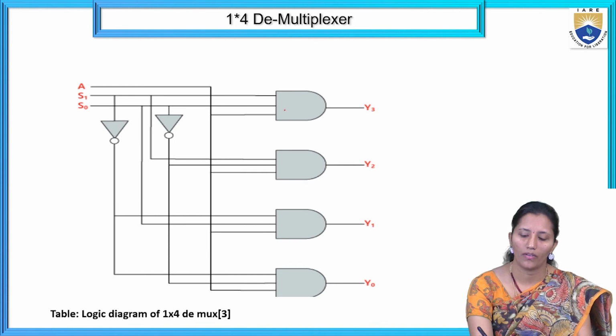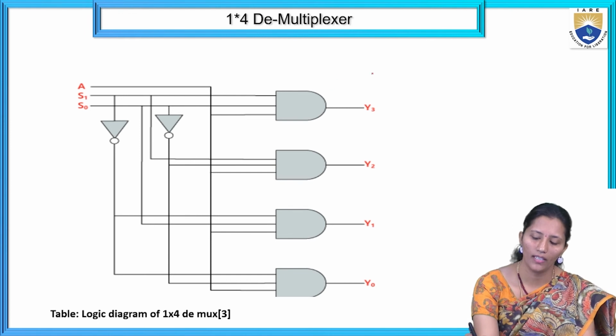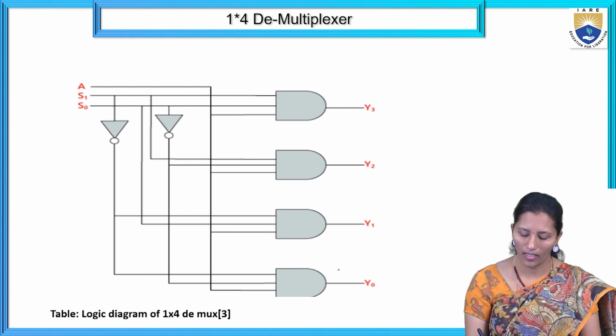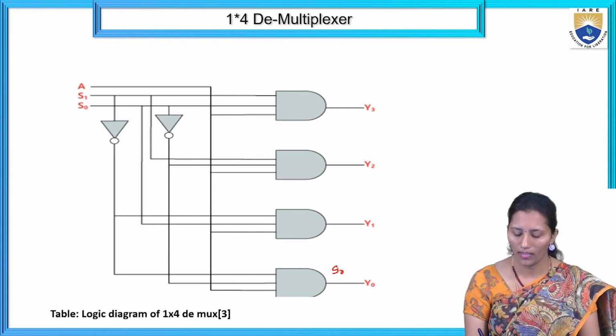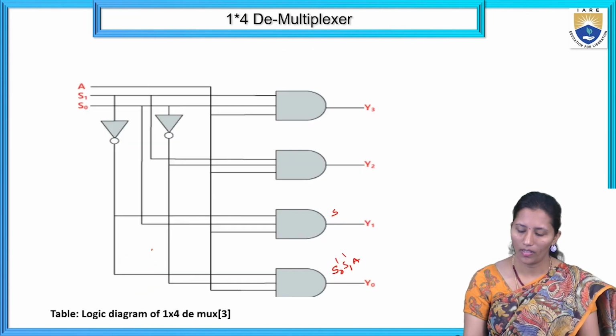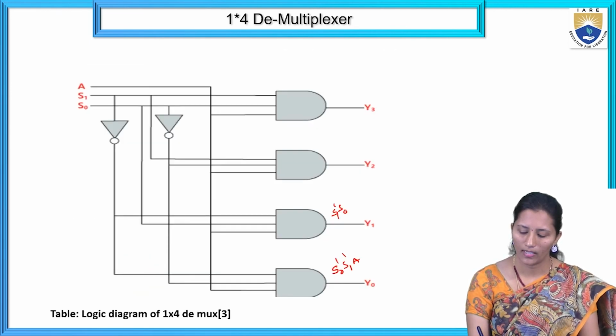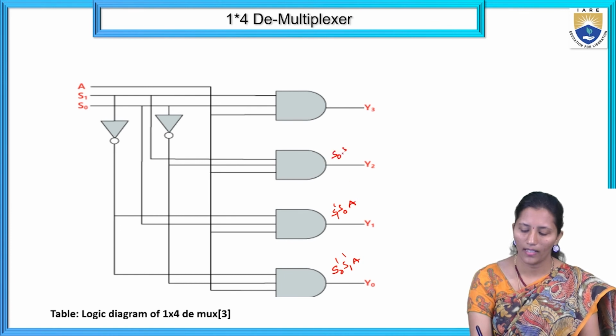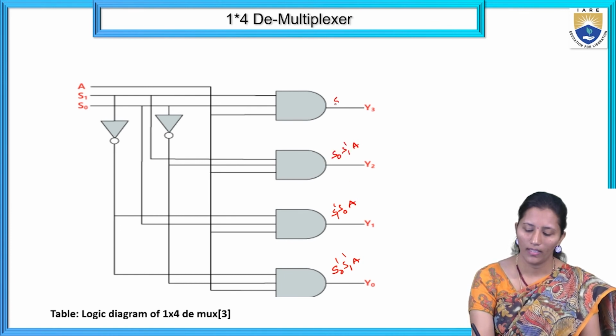By using those equations, we have to realize the logic diagram. Here Y0 is S1 bar, S0 bar A. Y1 is S1 bar, S0 A. Y2 is S1, S0 bar A. And Y3 is S1, S0 into A.